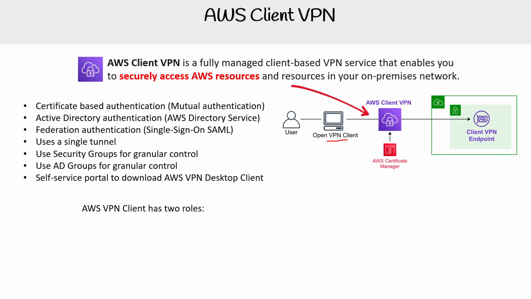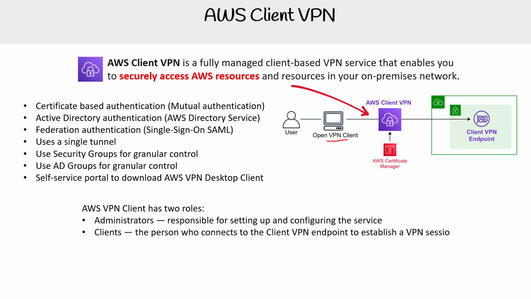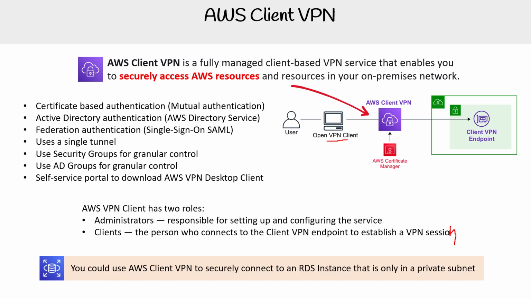The AWS VPN client has two roles. There's the administrator responsible for setting up and configuring the services. Then you have clients, the person who connects to the client VPN endpoint to establish a VPN session. Not sure why the N is missing there, but let's just add it in. So it's a little bit nicer there. There we go.